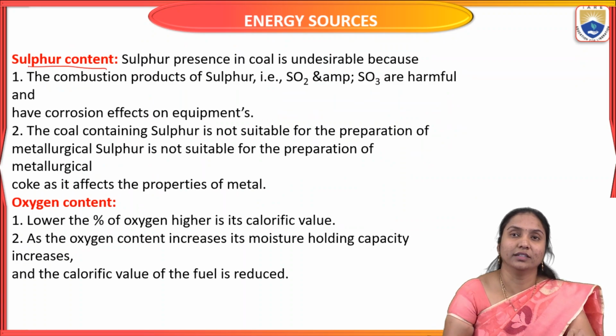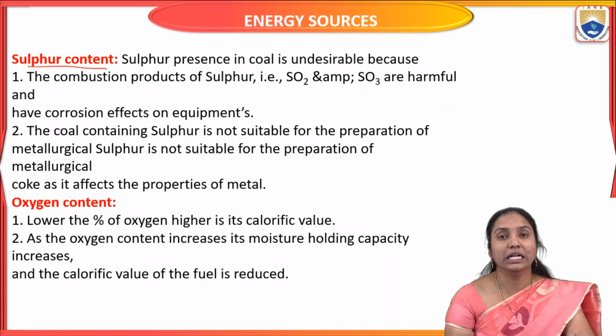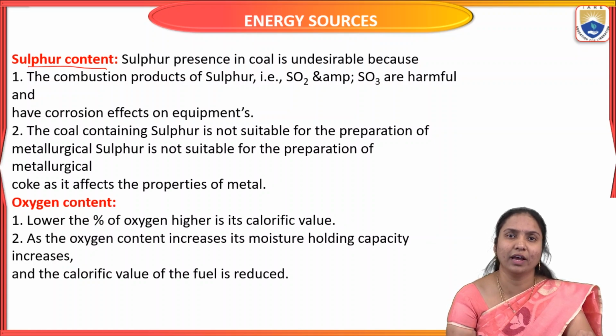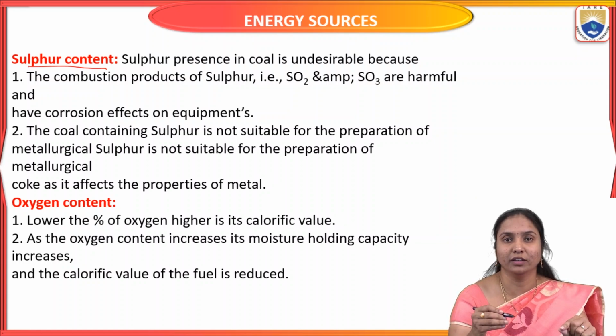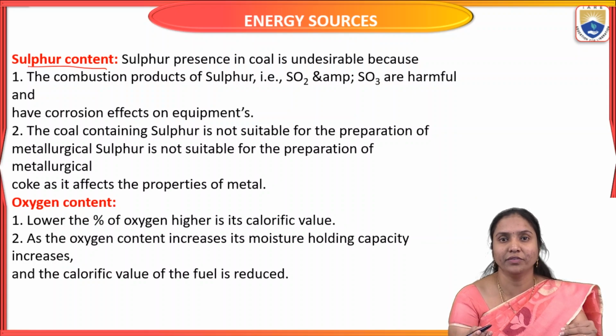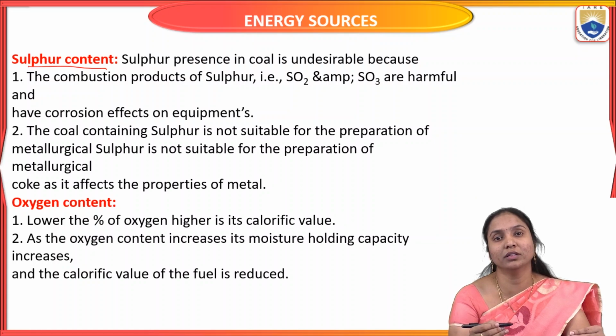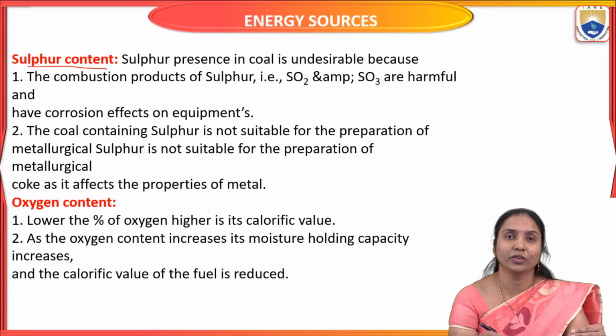And the next one is sulfur content. Sulfur present in coal is undesirable because, although it has some calorific value, it corrodes the equipment where it interacts with oxygen during the burning process. It produces sulfates, which corrode the machine parts. That is the main drawback. So if sulfur is present in the coal sample, it has some calorific value, which is okay, but during burning it corrodes the machine equipment due to sulfate formation. That's why it is also undesirable.